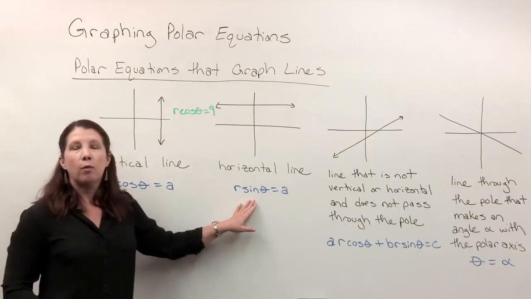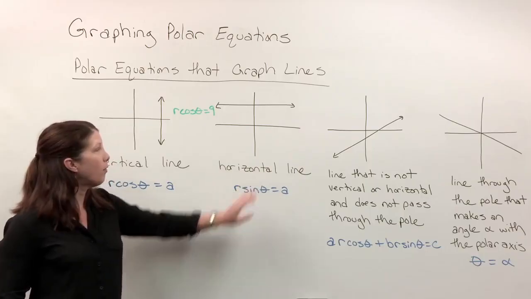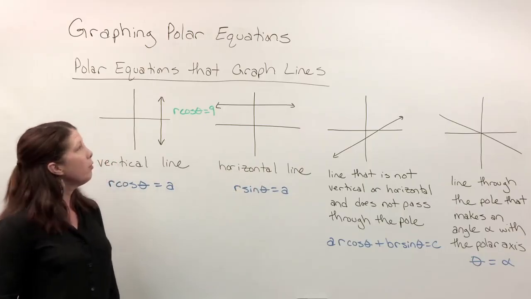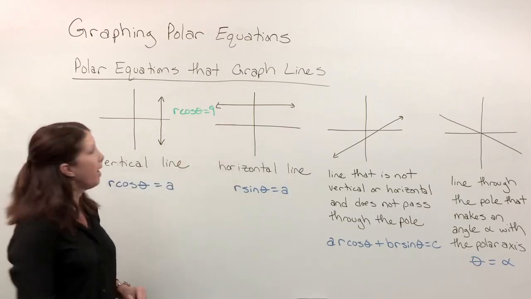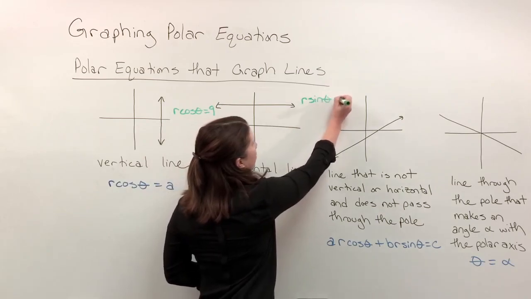An equation in the form r sine theta equals some constant a will be the graph of a horizontal line. So for example, this graph might have an equation r sine theta equals 5.